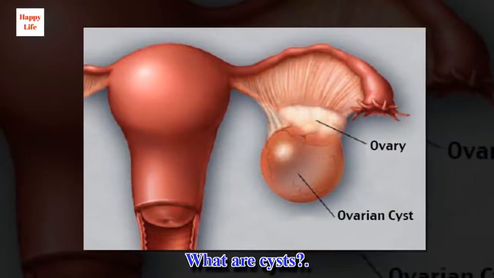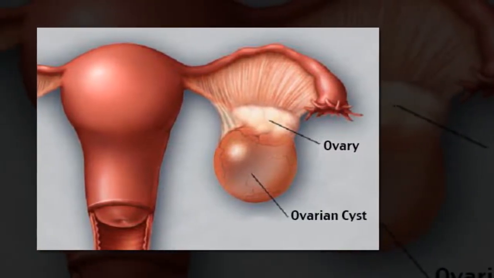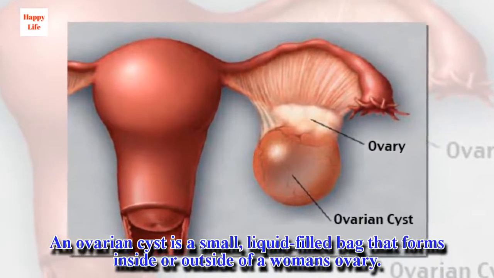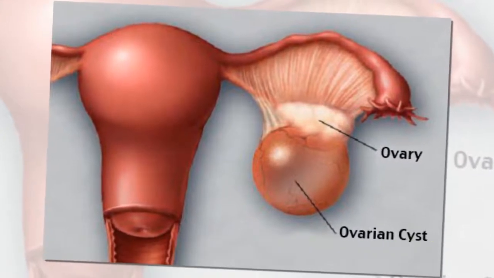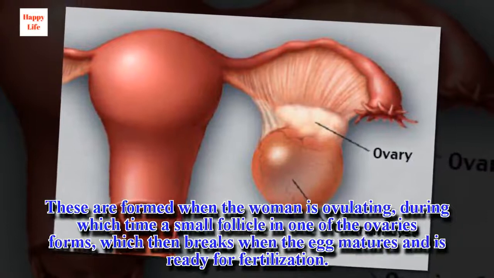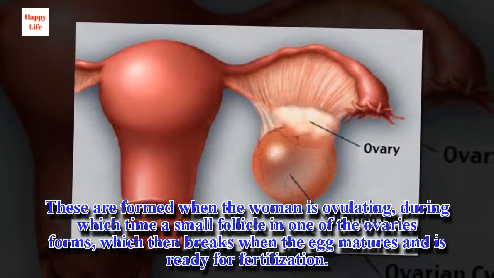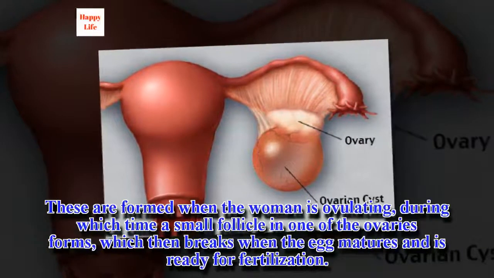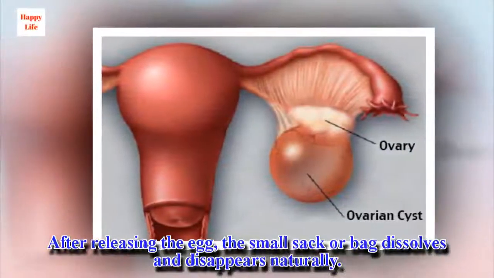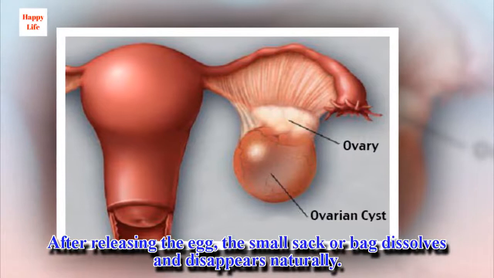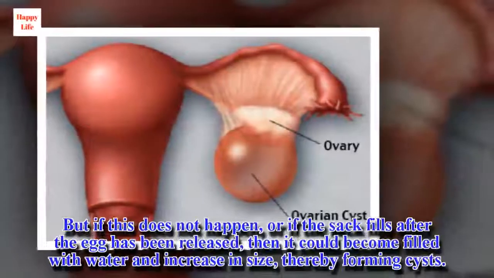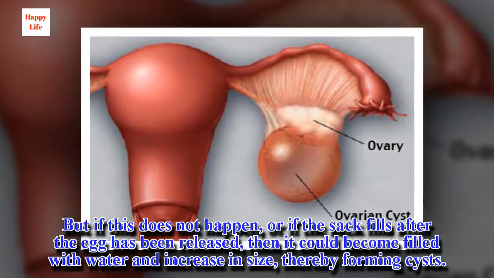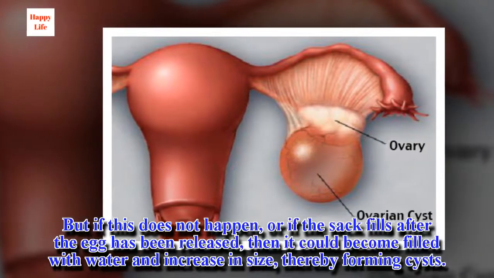What are cysts? An ovarian cyst is a small, liquid-filled bag that forms inside or outside of a woman's ovary. These are formed when the woman is ovulating, during which time a small follicle in one of the ovaries forms, which then breaks when the egg matures and is ready for fertilization. After releasing the egg, the small sac or bag dissolves and disappears naturally. But if this does not happen, or if the sac fills after the egg has been released, then it could become filled with water and increase in size, thereby forming cysts.